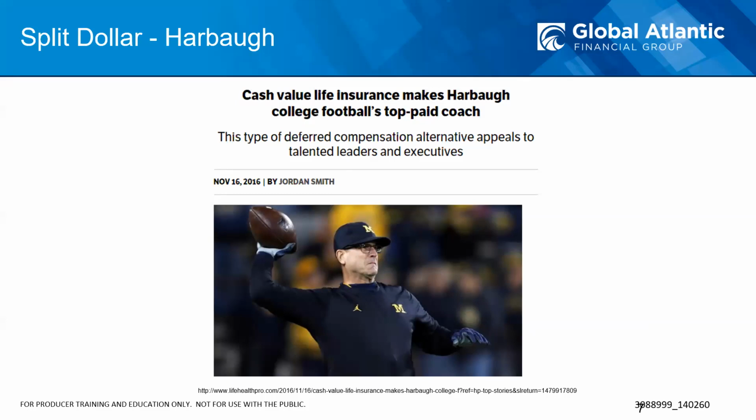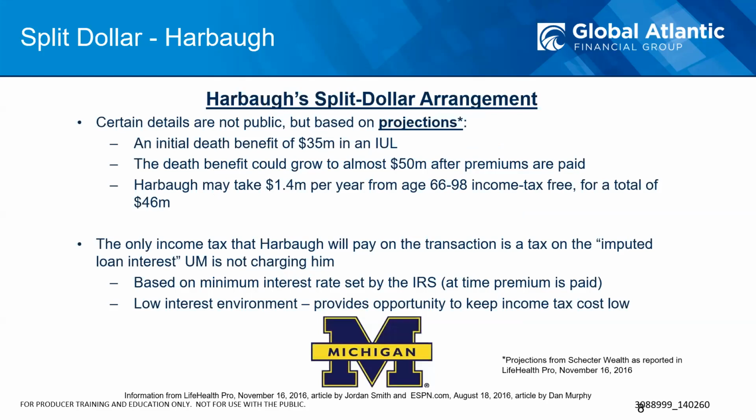So I thought it would be kind of fun to go through and show you briefly how the structure of his agreement works, and then we can move on to a more real life example. As you see on the slide, there was some information that was publicly disclosed because Jim works for a public university. We don't know all the details of it, and I did take some liberties, to be honest, in my case study, because I don't have all of the information. But essentially, you had a $35 million IUL that was going to grow to $50 million, and the plan was for Harbaugh to take out about $1.5 million per year in distributions.